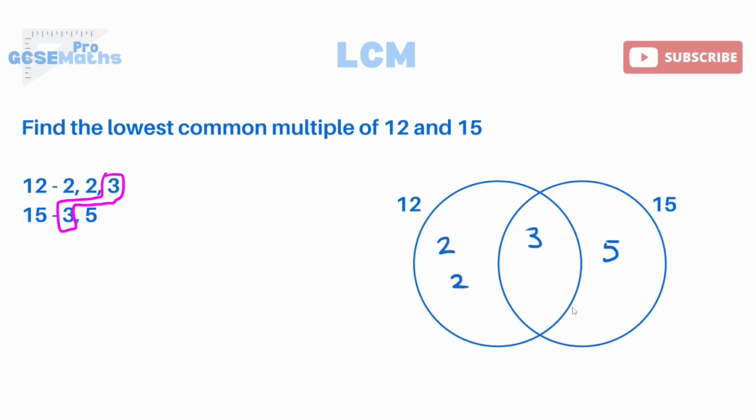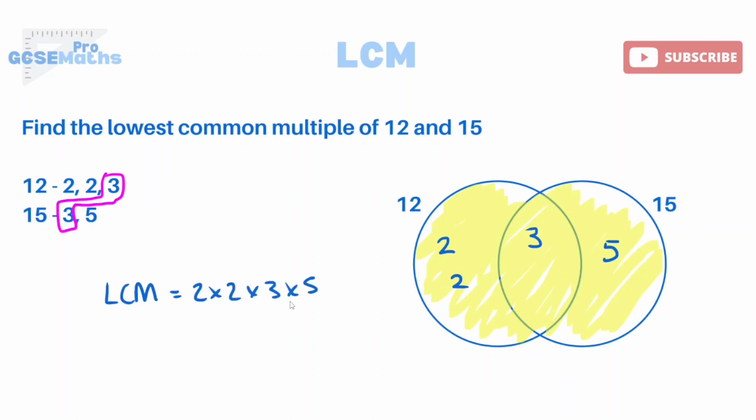Now for highest common factor, we looked at just multiplying any numbers in the middle. For lowest common multiple, it's actually the whole of the Venn diagram now that I've filled it out correctly. So the lowest common multiple is all of that, and you multiply them together. So lowest common multiple in this case is 2 times 2 times 3 times 5.